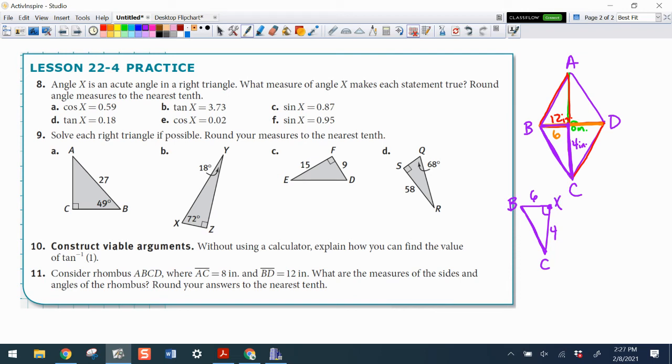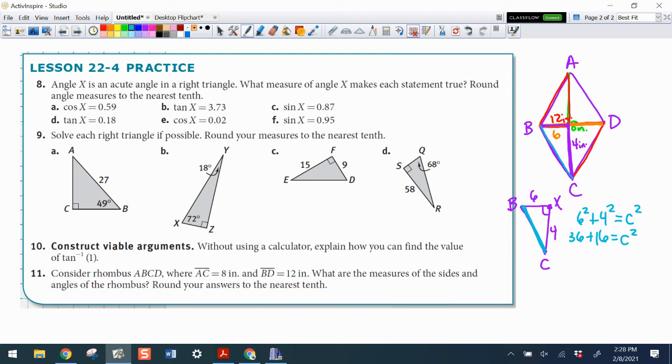Right off the bat, we should be able to find the length of this third side of the triangle, the outer edge of the rhombus, using the Pythagorean theorem. I'm going to do that first. BC, what we're finding, is the hypotenuse of this right triangle, which will be lowercase c in the Pythagorean theorem. So one of the legs, 6 squared, plus the other leg, 4 squared, should equal the length of our hypotenuse squared. 6 squared is 36, 4 squared is 16, equal to c squared.